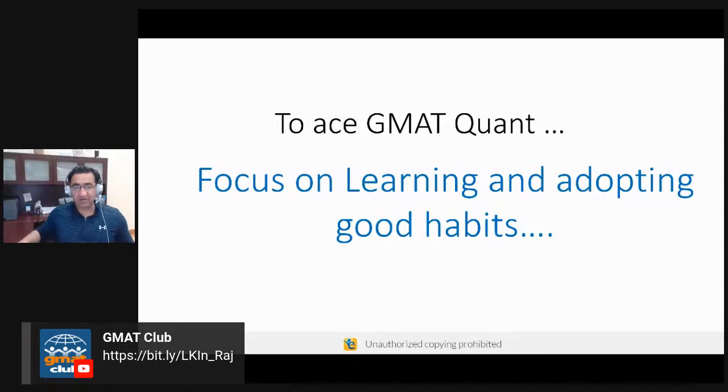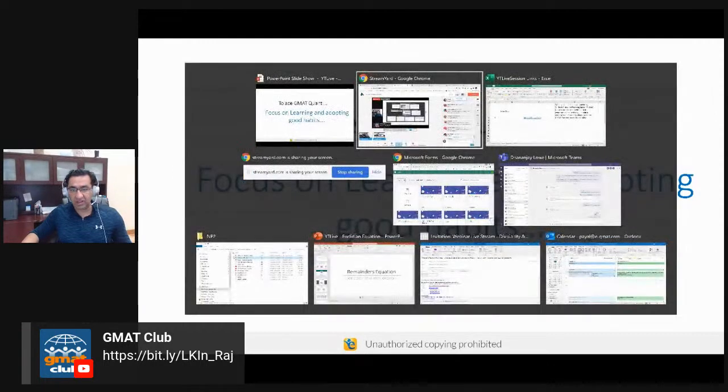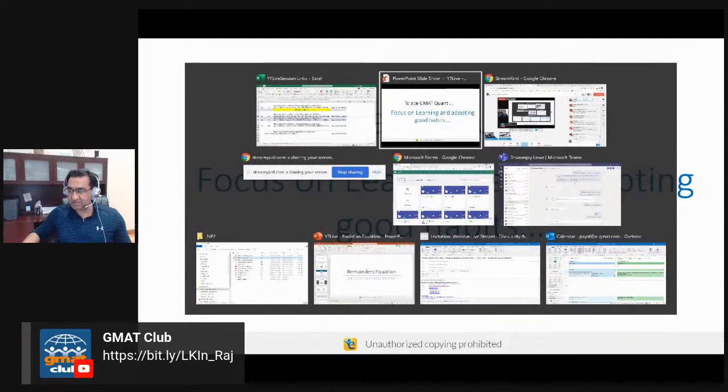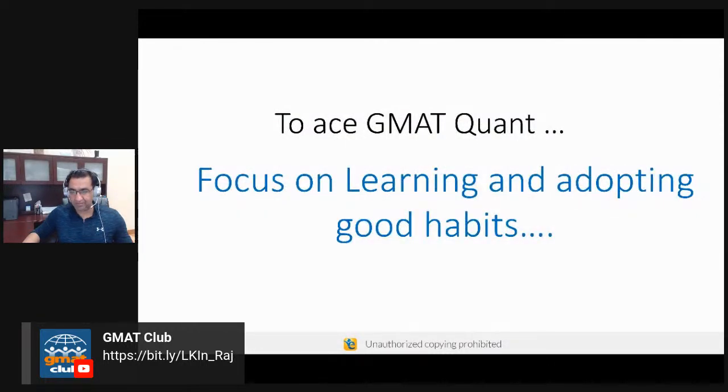But the key thing that I want you to take away from this is that if you want to ace GMAT quant, focus on really learning and not worry about timing or other things right away.